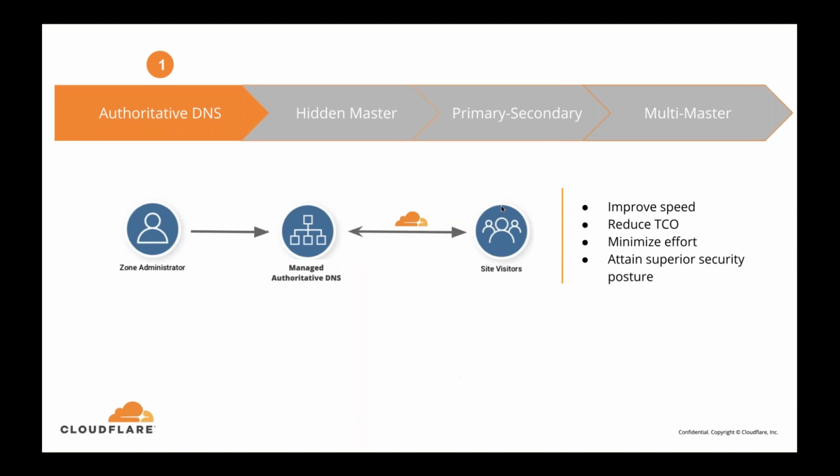So let's start with authoritative DNS, and then also hidden master, which are sort of identical. In authoritative DNS, we're going to take all of our zone files that exist currently inside of our own infrastructure, and we're going to move them to some authoritative provider. In this sense, what we're giving up is local control, but we're gaining all of the benefits that come with having an authoritative provider: all the speed, the resiliency, the security that comes with it.